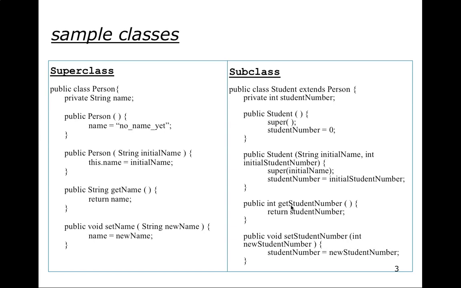Now we have get student number. Okay, remember the setters and the getters? Alright, we have set student number. Just a simple setter and getter. Then over here we have get name and set name. I don't have to repeat these over here because I already have them. If I can use them, I can call them automatically from instances of student that I create.